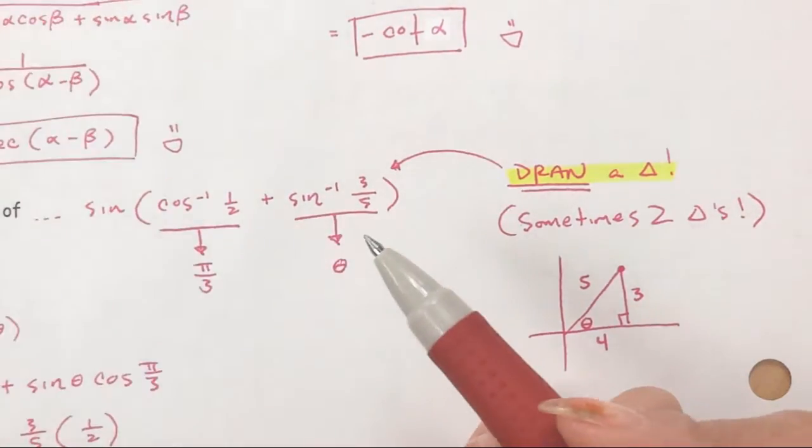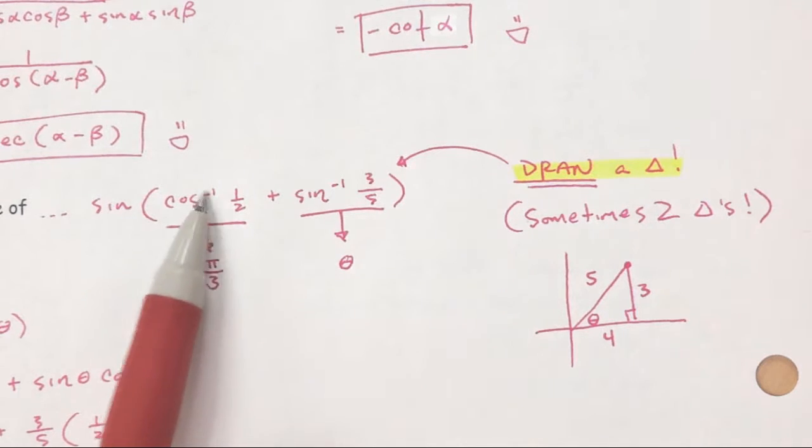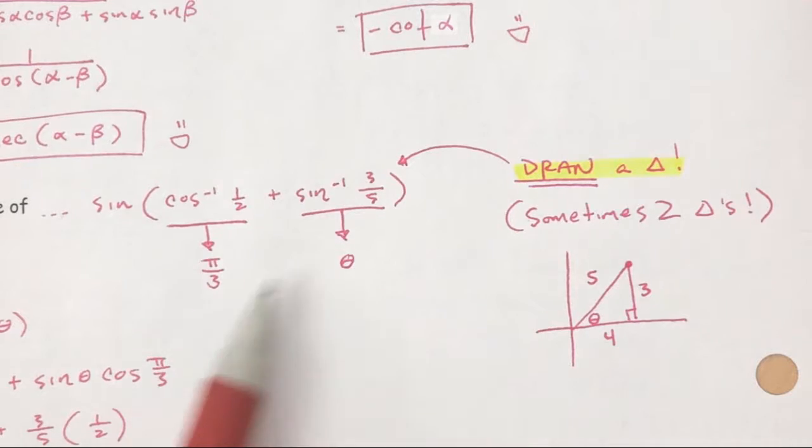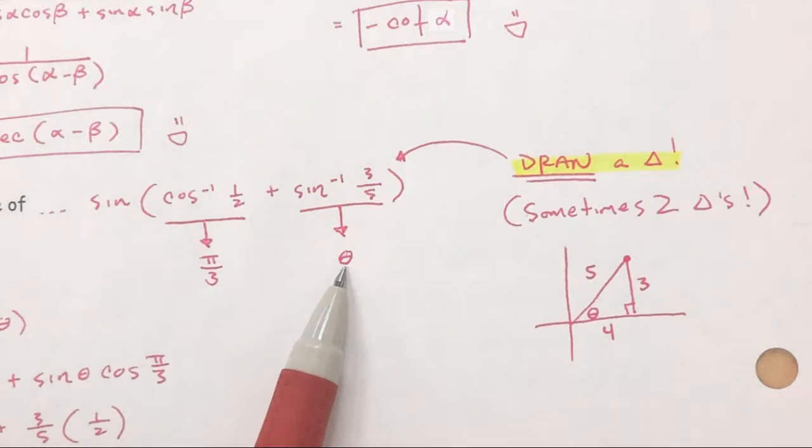So this is how I label it. If I can do this on the unit circle, I go ahead and do it. Cosine inverse of 1/2 is pi over 3. Sine inverse, I don't know what that is, but I'm going to say that's theta. You can call it alpha, you can call it beta, you can call it whatever you want. But that's going to be my picture.